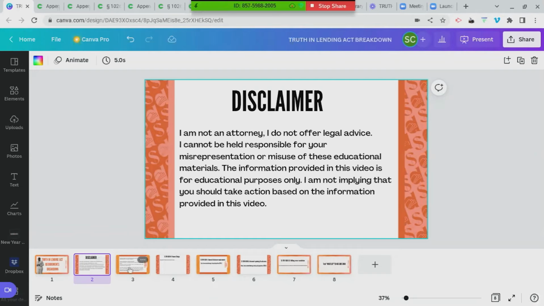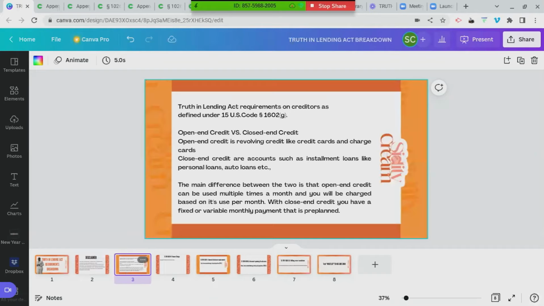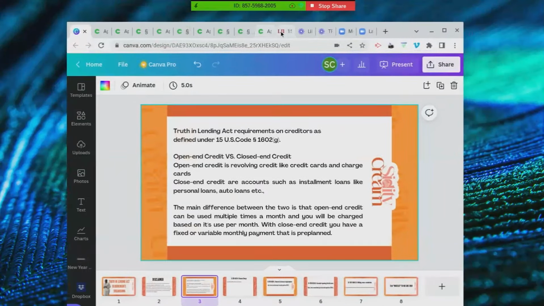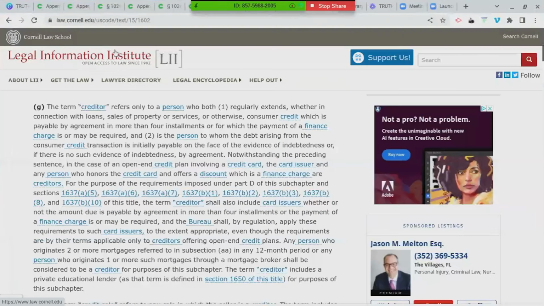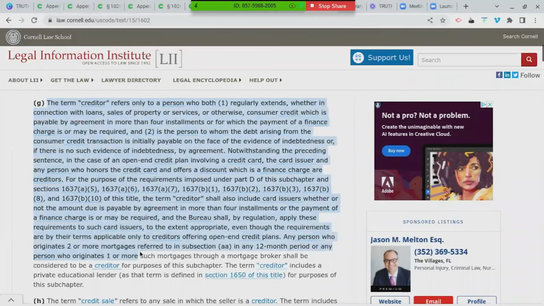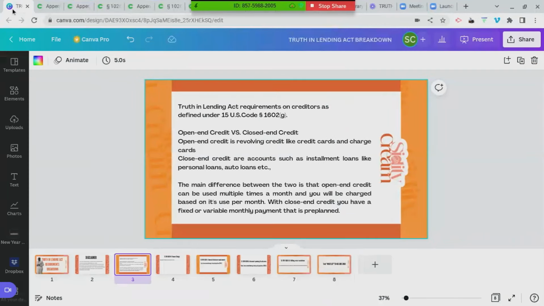All right. So the Truth in Lending Act requirements on a creditor are defined under 15 USC 1602(g). Let me see if I can get that up. This is 15 USC 1602(g), and like I said, the requirements for a creditor are in the definition here, right? So you want to be familiar with the Truth in Lending Act when it comes to executing billing errors, because you are bringing your claims under the Truth in Lending Act.